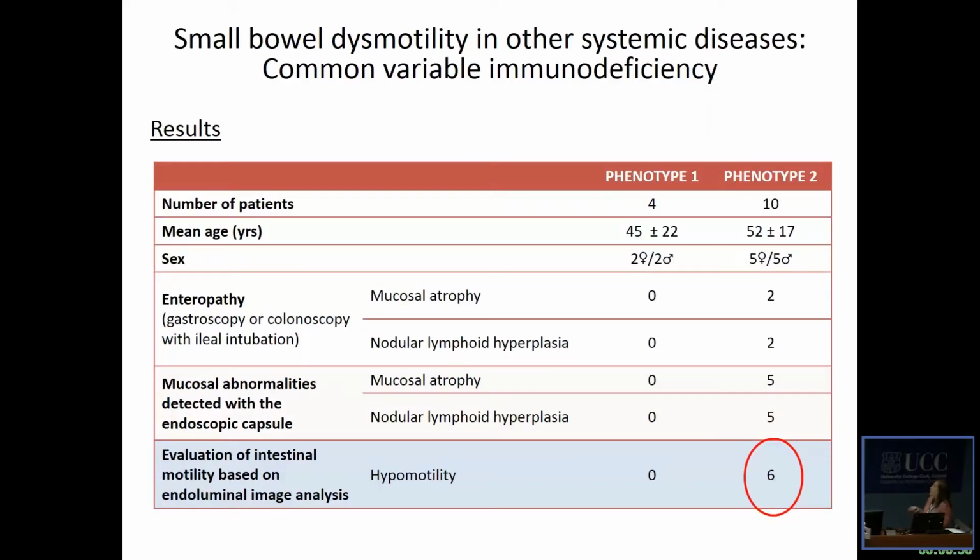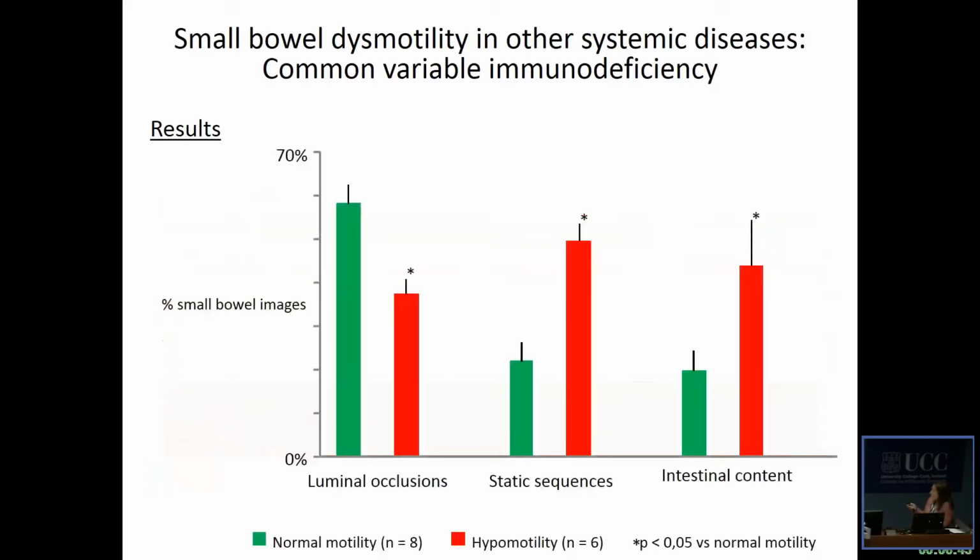And of course, we also did our motility test, and what we found is that 60% of the phenotype 2 patients also had hypomotility. We didn't have any hypermotility cases. These are some of the features that we measure. Patients with hypomotility had less contractile activity in their bowel. They had more static sequences, more retention of intestinal content inside their bowels.